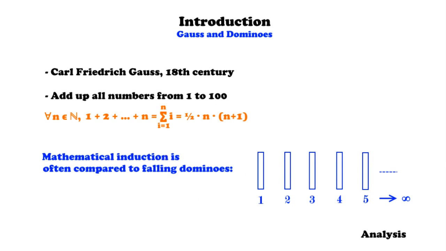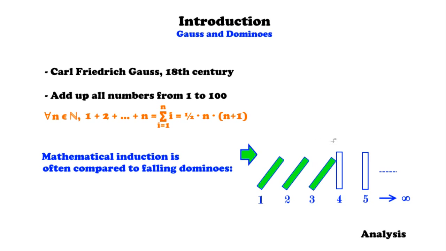Well, if you have a sequence of dominoes, and this sequence is infinitely long, so you have infinitely many dominoes, then if you push the first domino, of course, in this drawing the first domino would fall to the right. And it's not just the first domino that will fall, but the second one as well, as it is pushed by the first one. And the third one would fall as well, because it's pushed by the second one. And the same will happen with domino 4 and 5. And if you have infinitely many dominoes, this would go on to infinity.